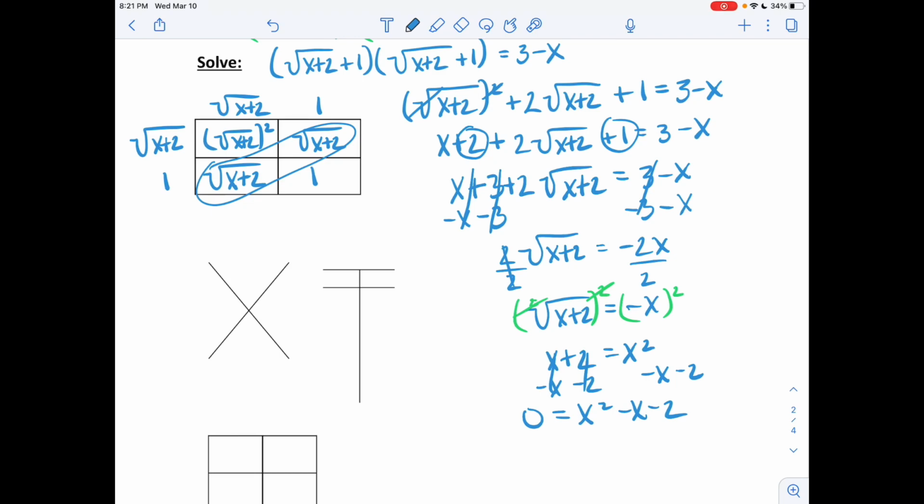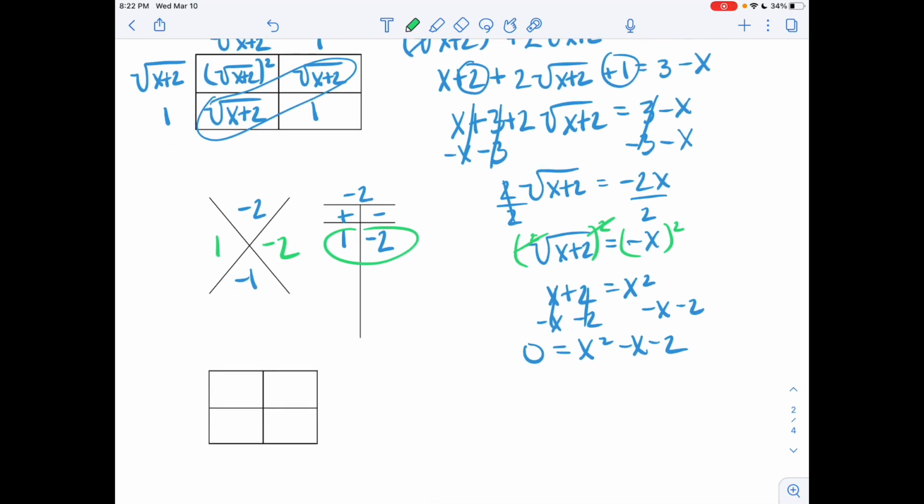A times c will be 1 times negative 2, negative 2. And then a negative 1 for my b term. This one you probably don't even need to do a t-chart because for negative 2, there's only one set of factors that can make that, 1 and 2. The 2 needs to be negative. And so I can write 1 and negative 2 and go ahead and fill in the rest of my X box. X squared, negative 2, and the factors that I just found, a 1x and a negative 2x.